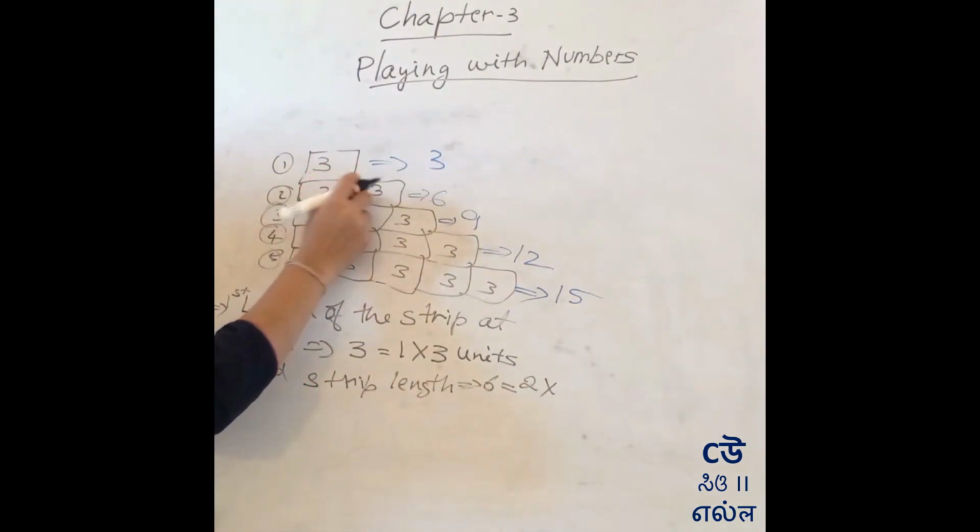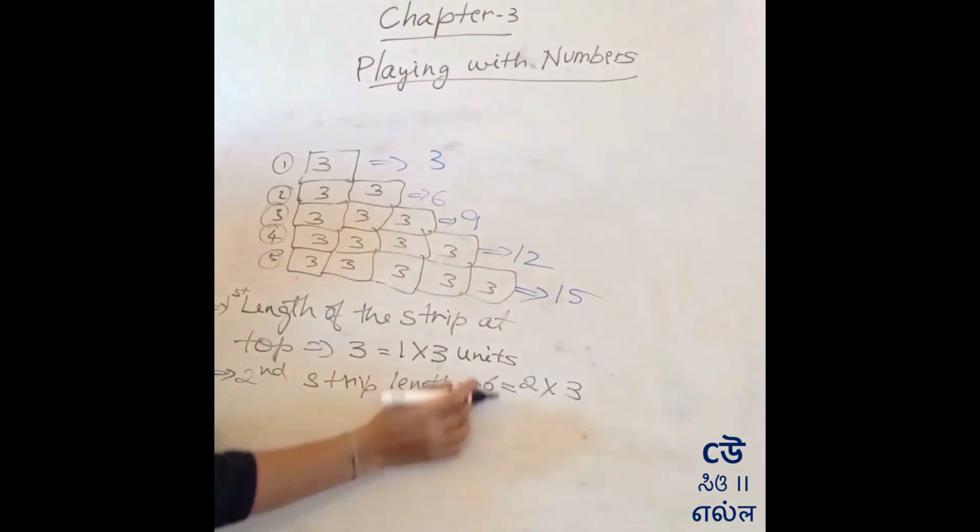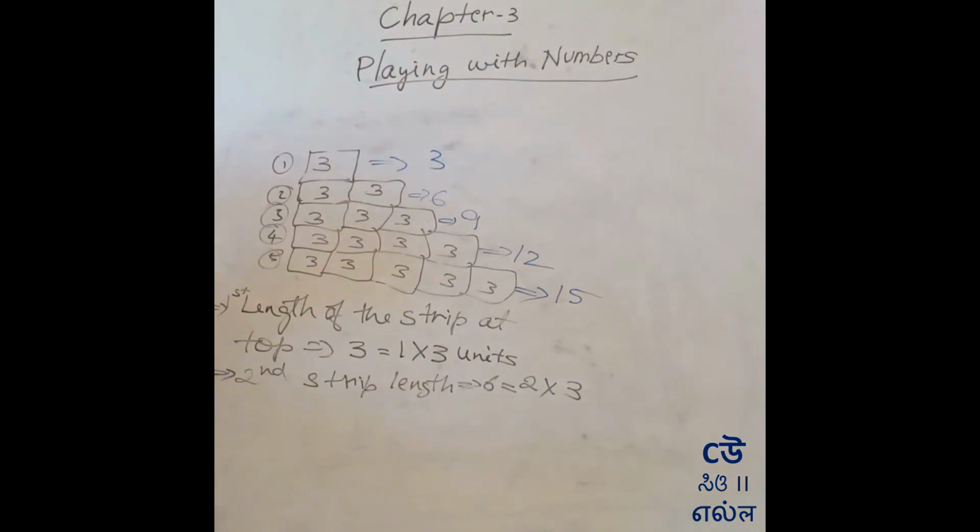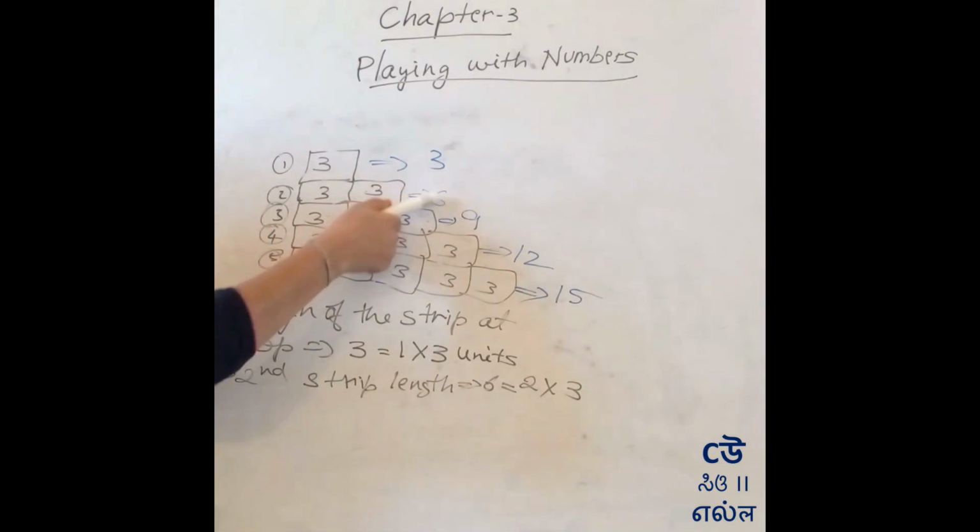Then what is the length of each strip? It's 3. So 2 3s is 6. Understood, children? How did I write 2 into 3? The total length is 6.